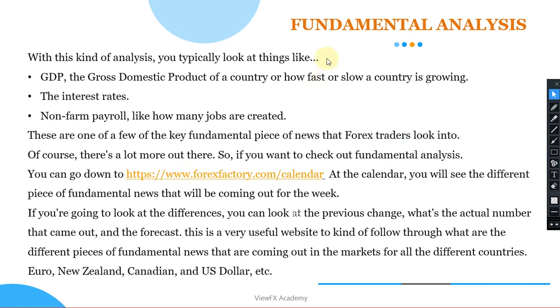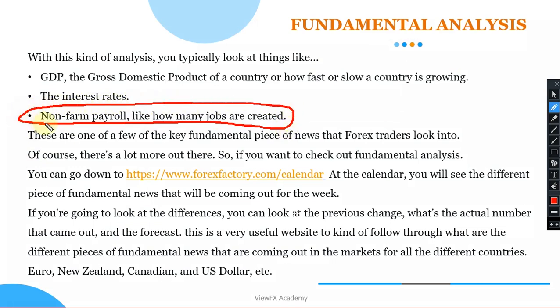So the fundamental analysis is using the outcome of the news to trade the forex market. Like this non-farm payroll is one news that comes out every first Friday of every month. Traders wait for that time because the market moves a great deal during the time the news is released. So what they do, they will wait and see the outcome of the market.